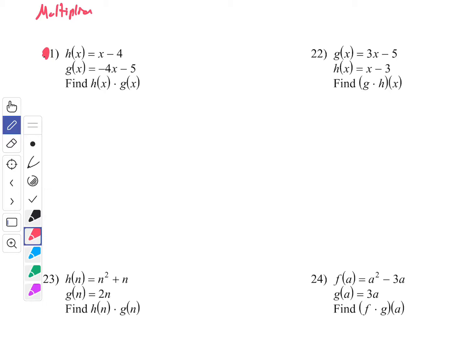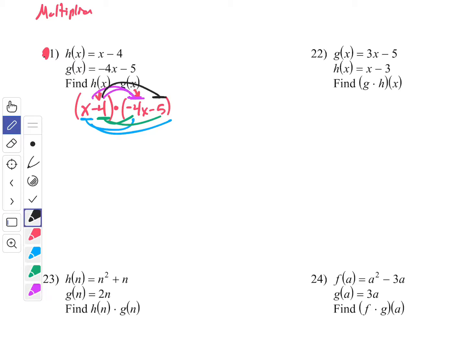So the idea here is that we are still taking our first function, x minus 4, and we're going to multiply it by our second function, negative 4x minus 5. So the best thing to do is put them in parentheses, okay, like that. And the idea here is that this piece is going to be multiplied by both of those, and this piece will be multiplied by both of them as well. Or you could think of it backwards, and this piece has to be multiplied by both of these, and this one by both of them as well. So basically every piece inside here is going to be multiplied by every piece inside here. Same with this one.